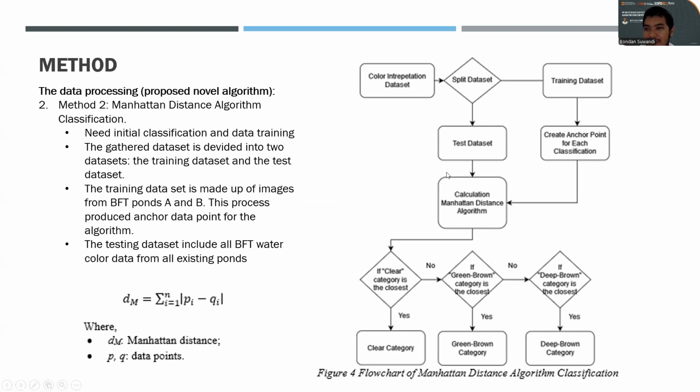So as the diagram flow of the algorithm, once we have the dataset, we split the data into the training and the test dataset. From the training dataset, we train the algorithm, and then we get the anchor point for each classification. Once we get the anchor point, from the test dataset we can classify using this Manhattan algorithm whether this image is classified as a clear color or green-brown or deep brown.